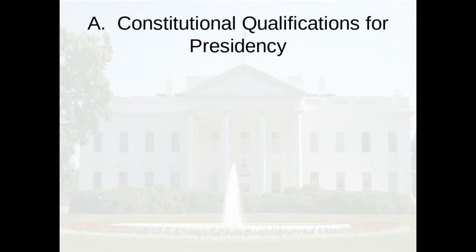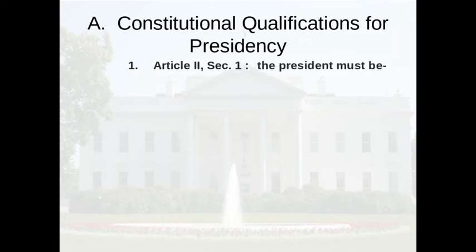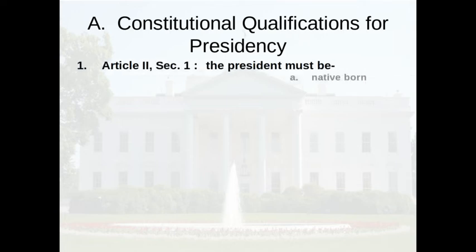And so first we'll look at the constitutional qualifications for the presidency. These are listed right in the Constitution, Article number 2. So these are the only rules that apply to the presidency. First, the president must be native born, so they have to be born here in the United States or its territories.